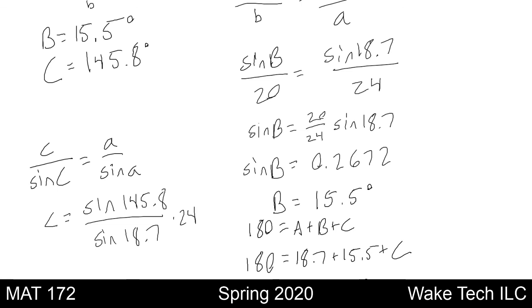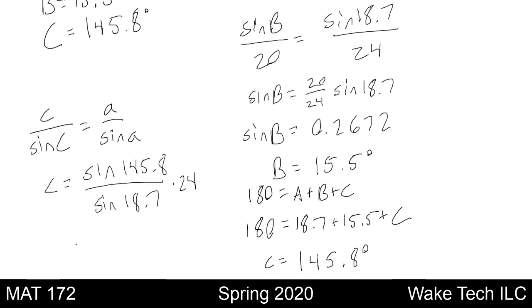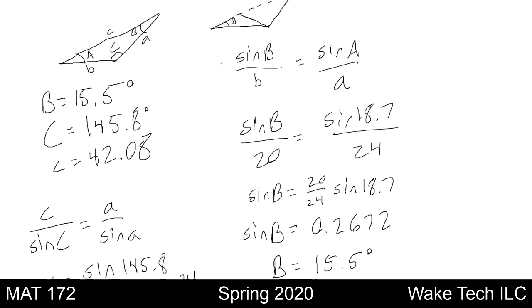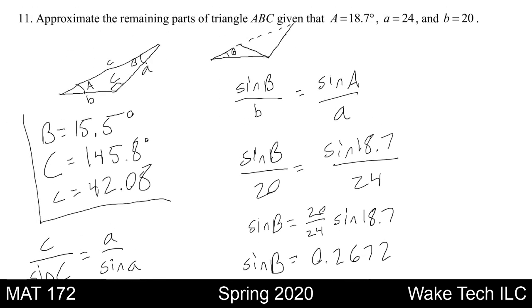All right, and when I plug that into a calculator, I get something like 42.08. And those units of measurement aren't really given to us, so it's just 42.08, and that is c. Since we found all three of the missing parts, we are finished.